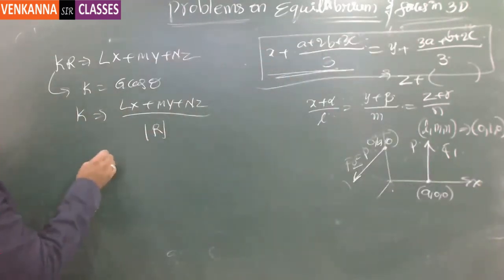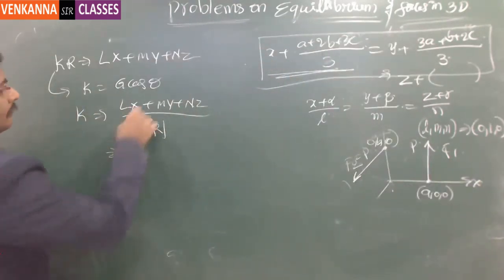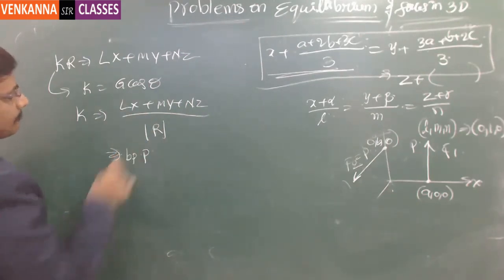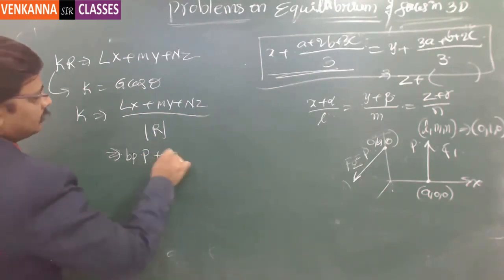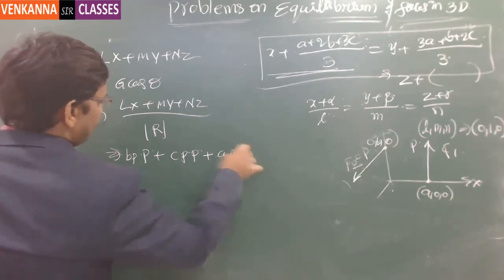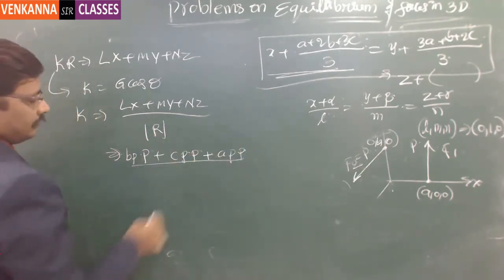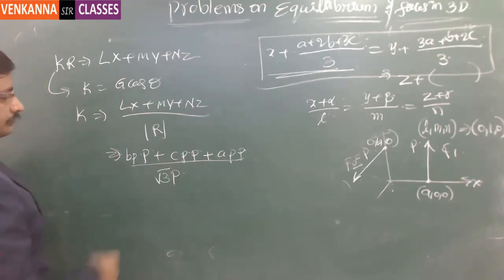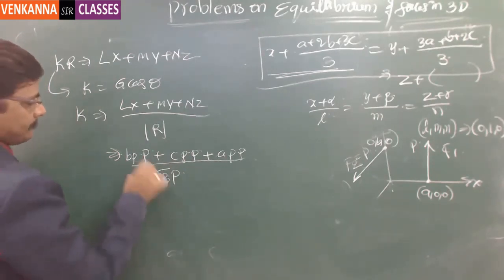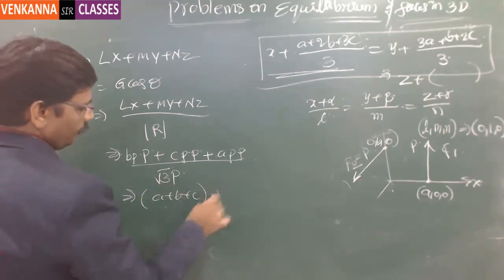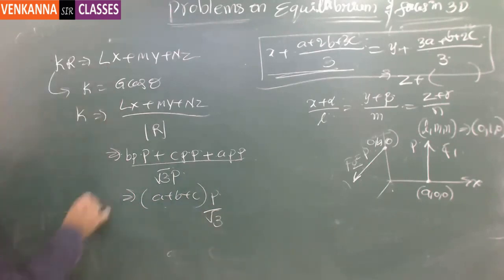So L x is nothing but, x is P and L is B P, I think. C P into P plus A P into P, divided by mod R, that is root 3 P. So this is (A plus B plus C) into P by root 3. This is the K value, which is nothing but G cos theta.